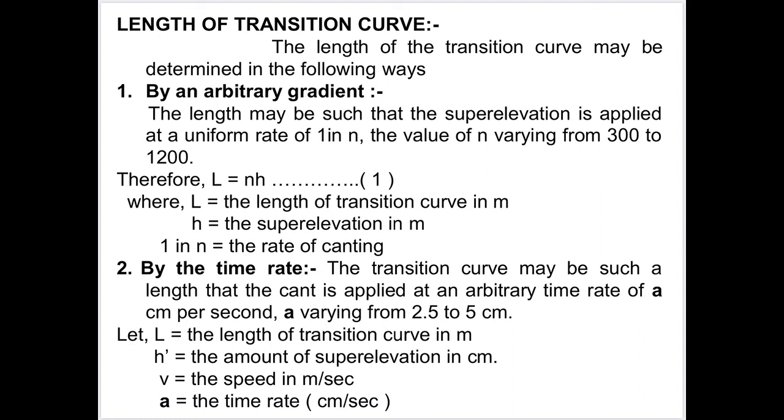And second, by the time rate. The transition curve may be of such a length that the cant is applied at an arbitrary time rate of a centimeter per second, with a varying from 2.5 to 5 centimeter, where L is the length of the transition curve in meters, H' the amount of super elevation in centimeters, and V the speed in meters per second, and A is the time rate, which is given in the next slide.